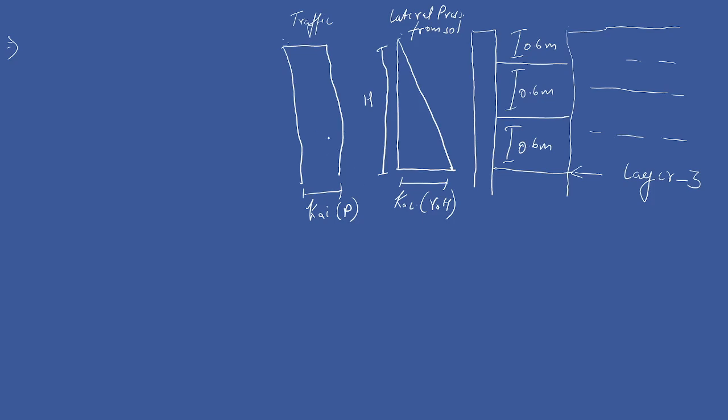Okay, let me ask in this way. So this traffic loading is also divided into three parts for the different layers. So there can be two options. Either I should consider this whole area while evaluating the tensile force in this, or I should consider only this part. So which option? First one or the second one?